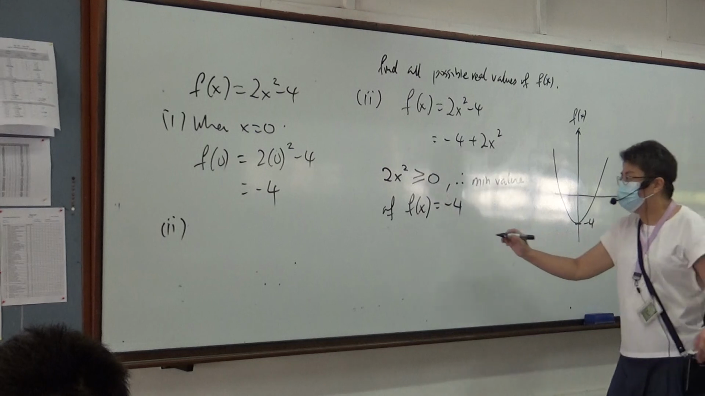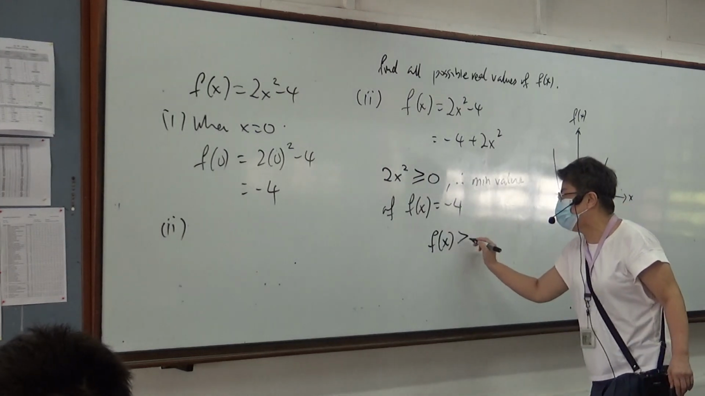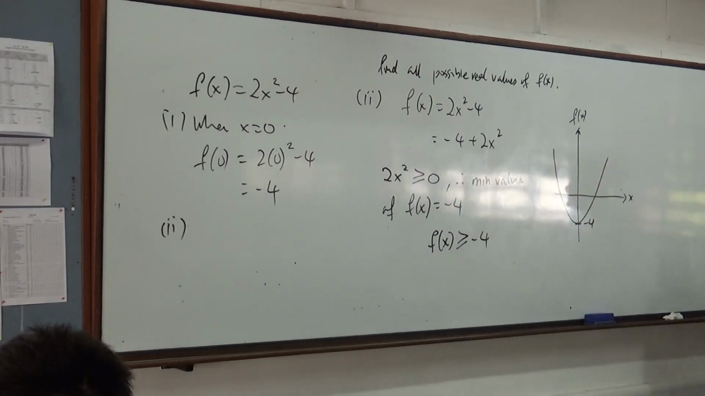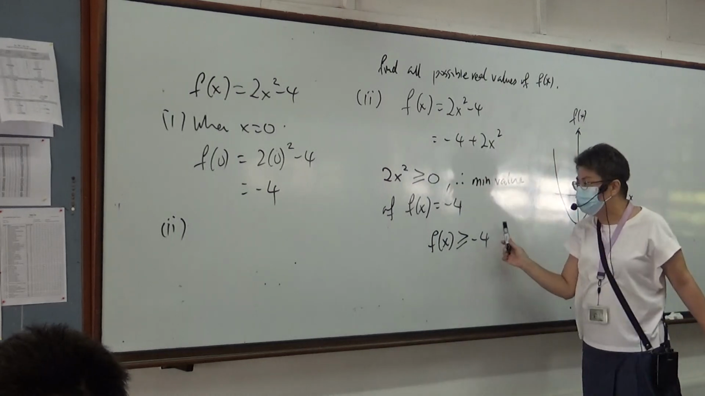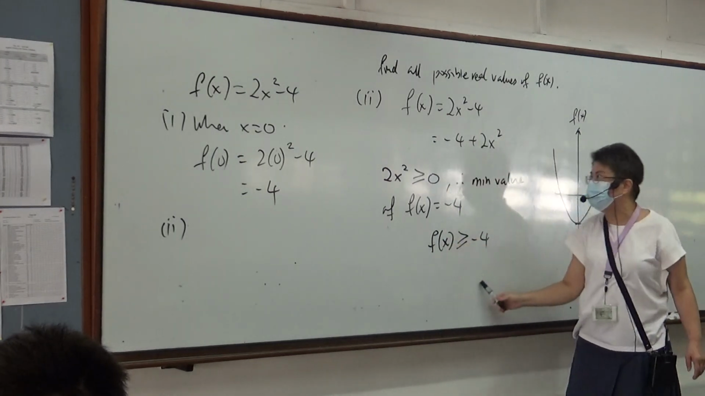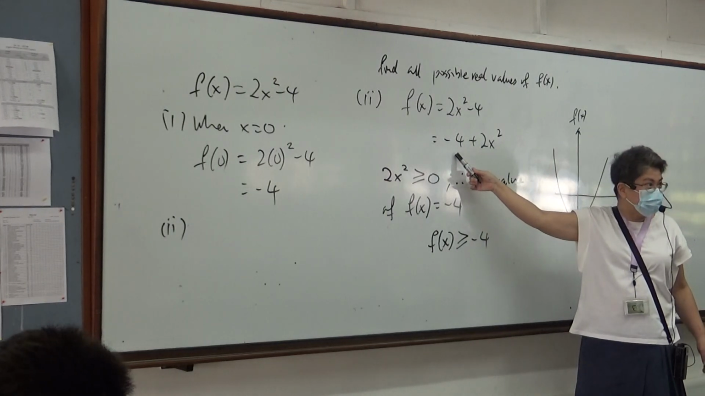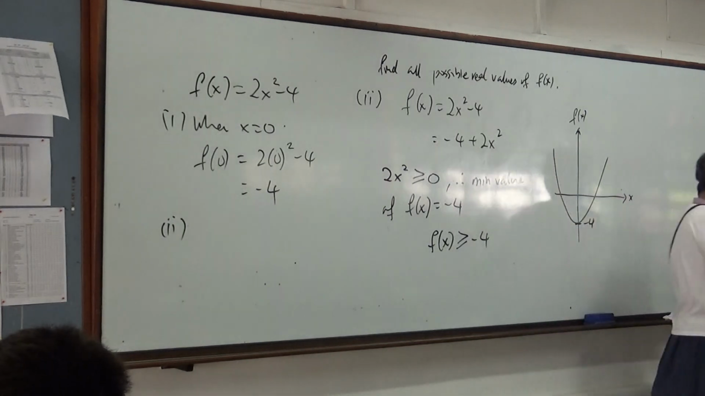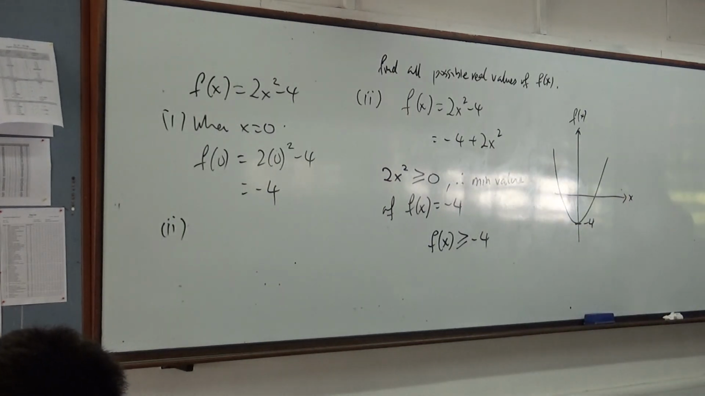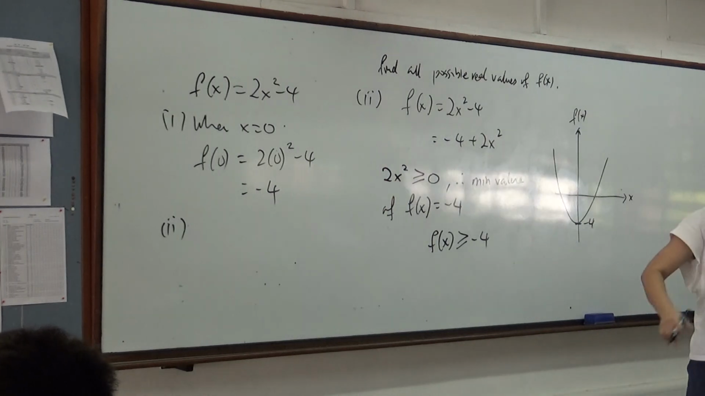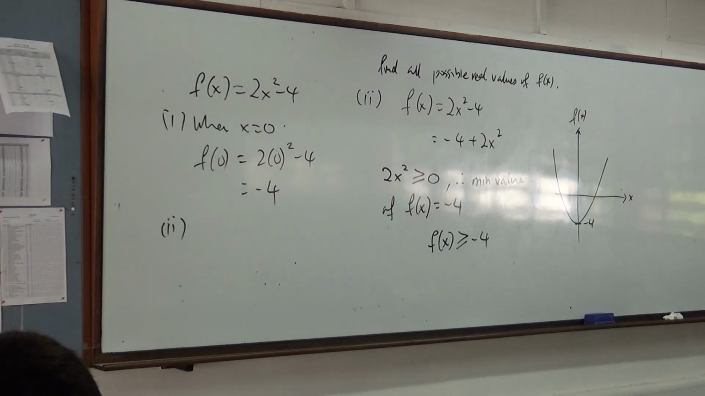Okay, so do you agree that f(x) can be bigger than or equal to -4? Yes or no? Because it's the minimum value. So, they want to find all possible real values of f(x). That means f(x) can be bigger than or equal to -4 because this one is the minimum value, from the completed square form. Now, you look at example 1. This is what they have said. f(0) is -4.